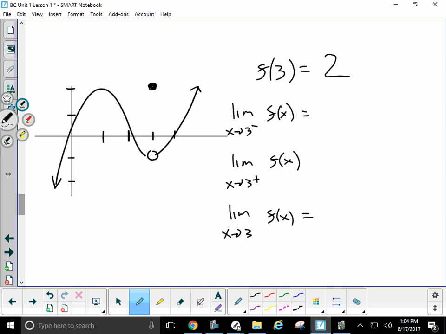Okay? However, if I don't look at 3 and I look around 3, coming from the left, approaching 3 from the left, my function values are approaching this open circle, which is at -1. If I'm coming from the right, my function values are again approaching this location at -1, which means my limit in general equals -1. It does exist.